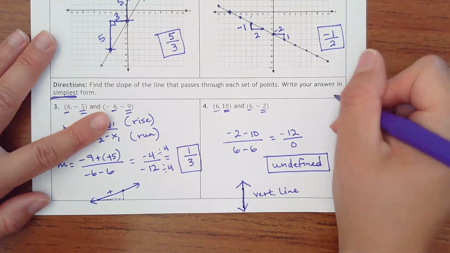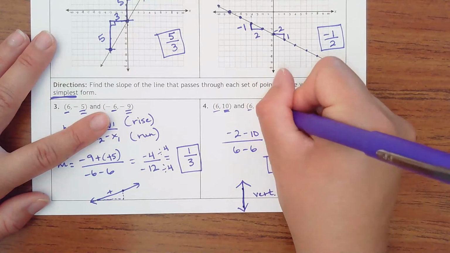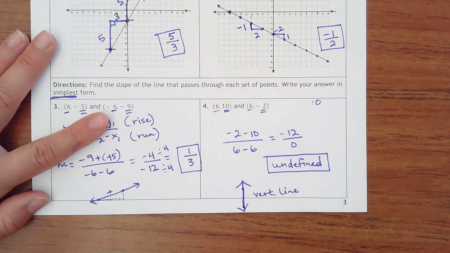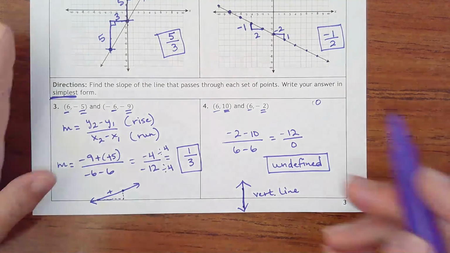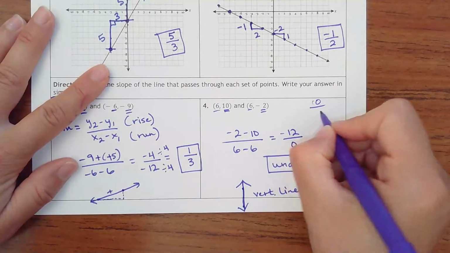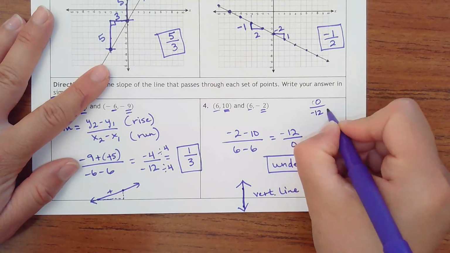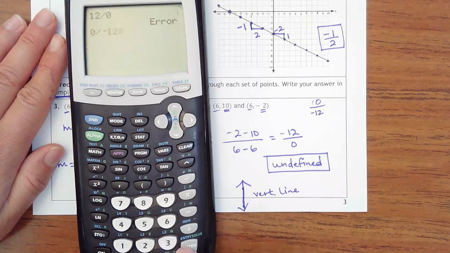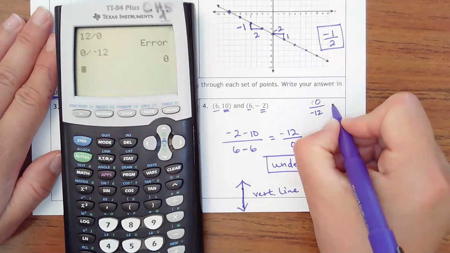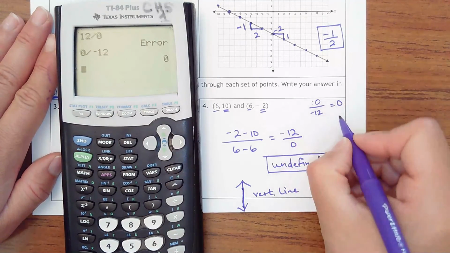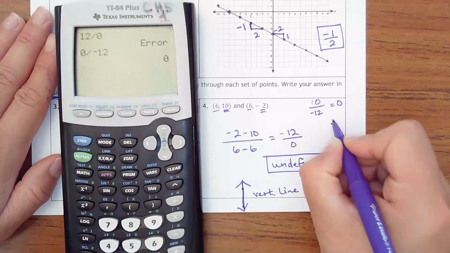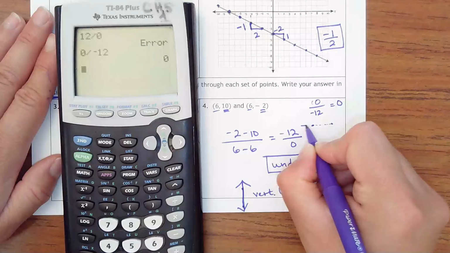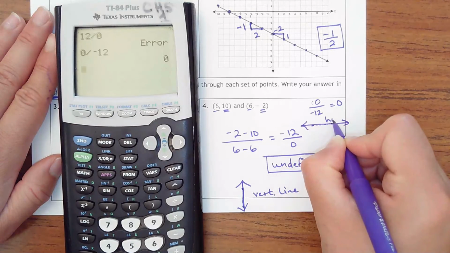If this would have been reversed, where this 6 was here and this 6 was here, you would have had 6 minus 6 is a 0 on the top. If I have the 0 on the top divided by negative 12, 0 divided by something is fine. That makes 0. So a 0 in the numerator, that means that you have a point and you're not rising or running or rising anything, but you're going back 12. So that makes a horizontal line.